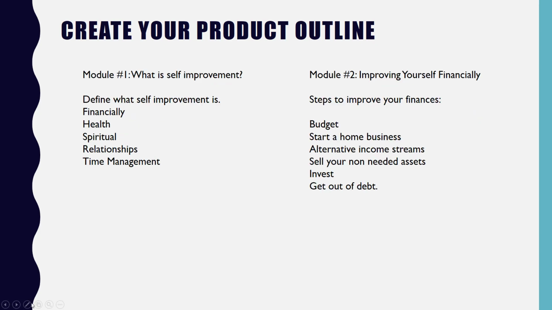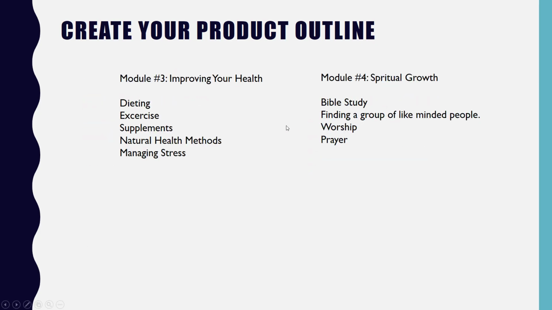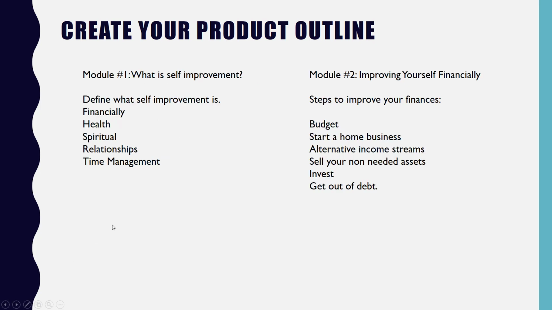Module 4 is spiritual health, so that becomes its own separate video course or its own separate chapter of a book. And you can see here that financial, once I decided that financial is one of the main points that I'm going to hit on, the main subject points, the main chapters, the main video modules, then I went over here to module 2, and this is going to be steps to improve your finances. So that's where I go over your budget, starting a home business, alternative income streams, selling your non-needed assets, investing, getting out of debt.